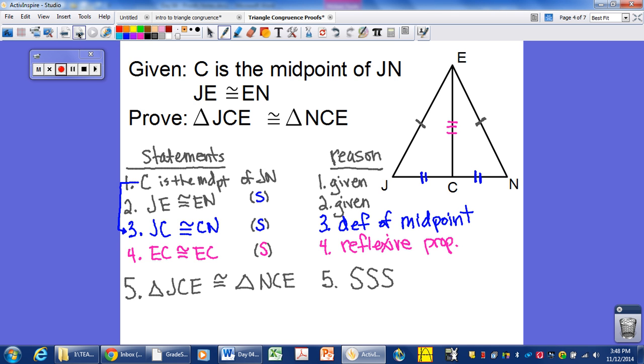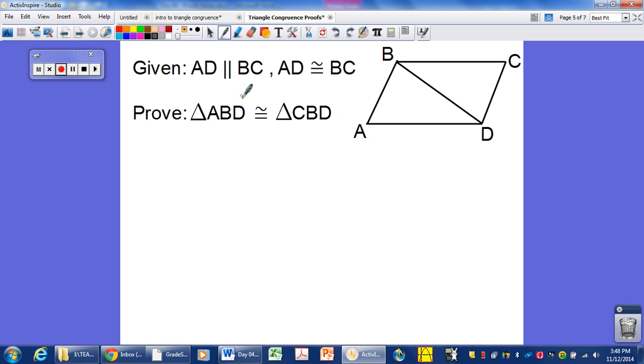Okay, let's do another one. And now I'm given some parallel lines and one congruent line. Okay, that's excellent. So, statements on the left. Statement number one. AD is parallel to BC. Okay, that is fantastic. It is given. Wonderful. I am also given that side AD is congruent in length to side BC.